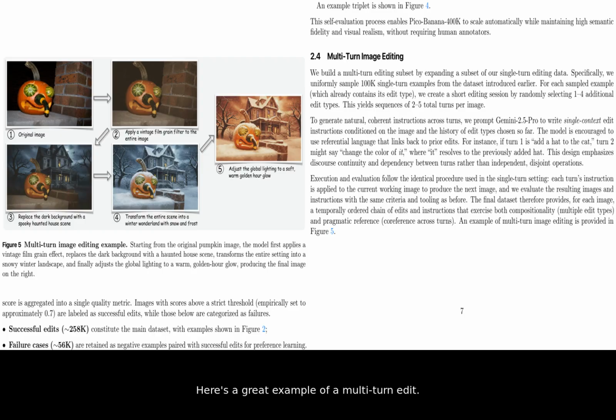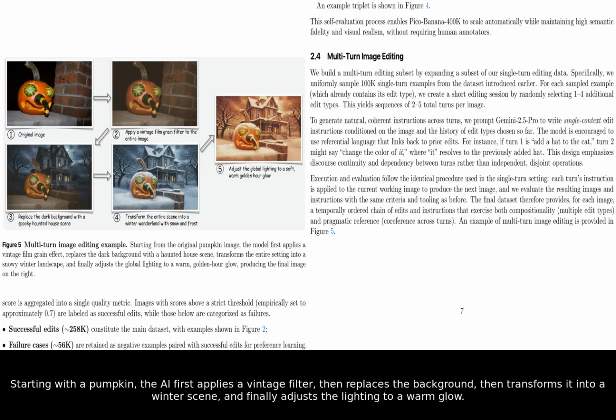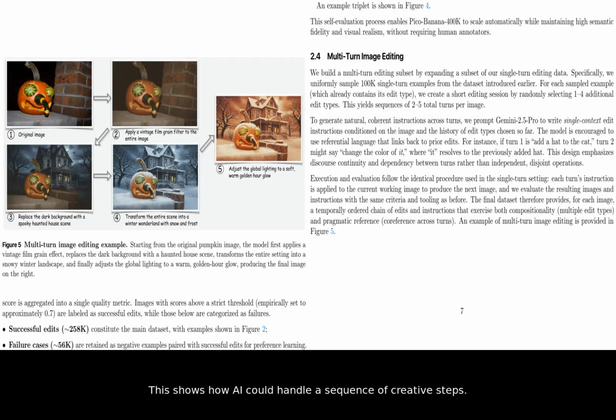Here's a great example of a multi-turn edit. Starting with a pumpkin, the AI first applies a vintage filter, then replaces the background, then transforms it into a winter scene, and finally adjusts the lighting to a warm glow. This shows how AI could handle a sequence of creative steps.